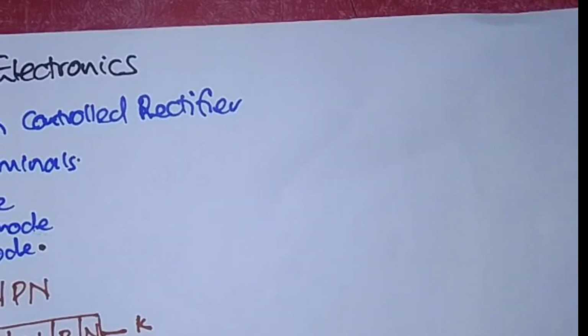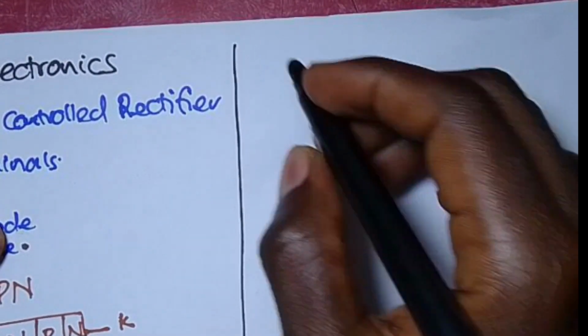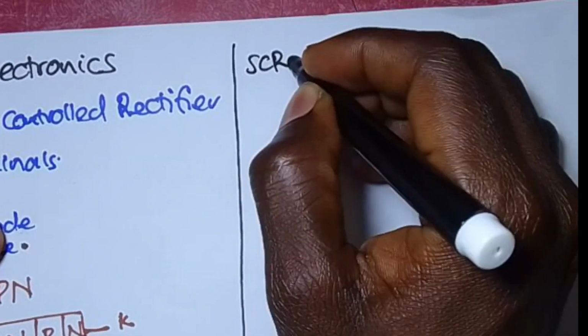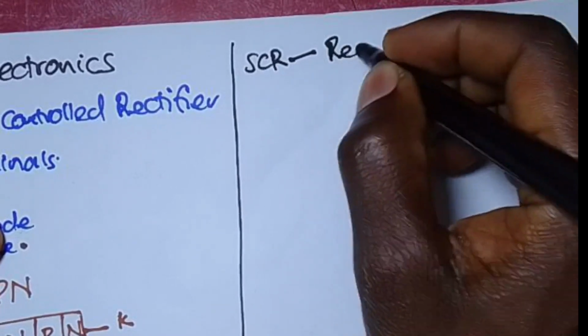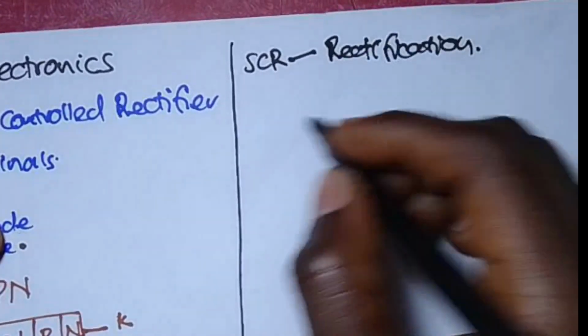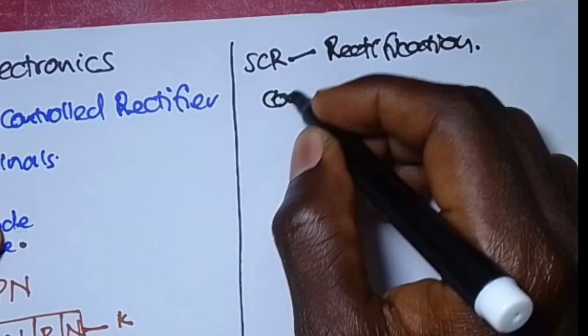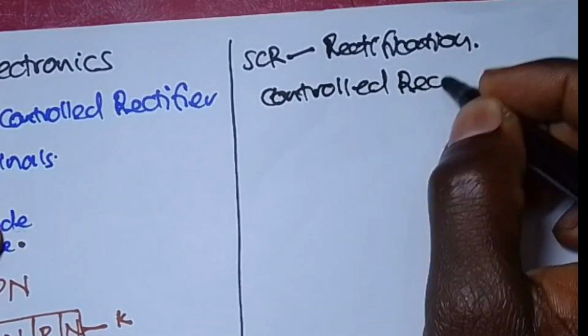Let us go ahead and look at this SCR. The SCR has a number of applications, and we have said that the SCR is used for controlling. It can be used for rectification, and the kind of rectification used is what we call controlled rectification.